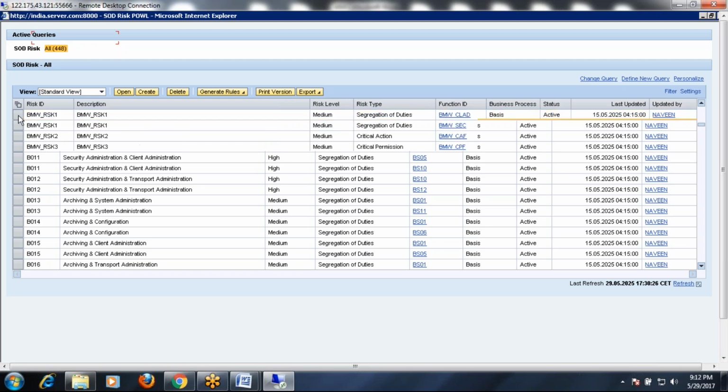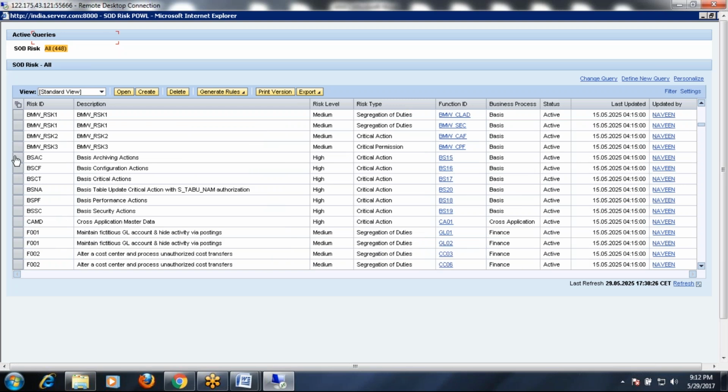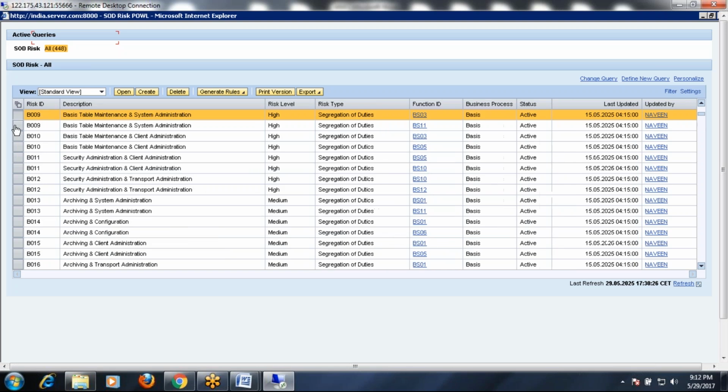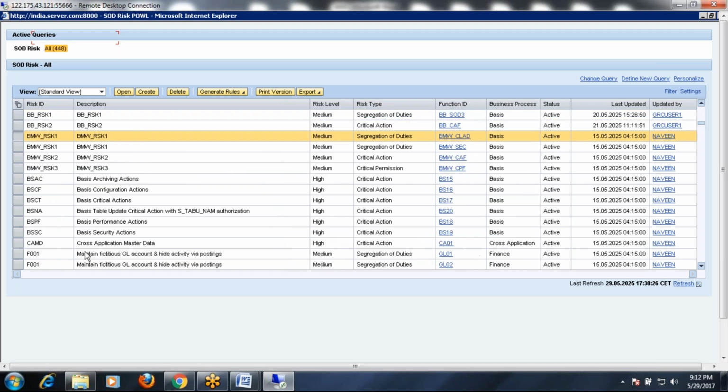So two lines indicate one risk ID. You can see here two lines. For example, this is one, B009, B009. This is one risk ID. So in total here you can see the number of rows is 448, so around 224 risk IDs are available. Total 224 risk IDs are available.